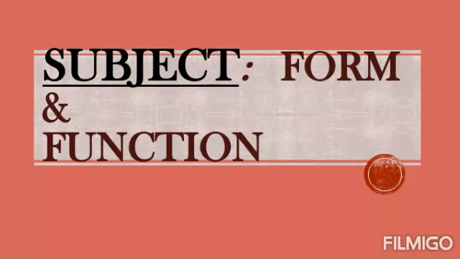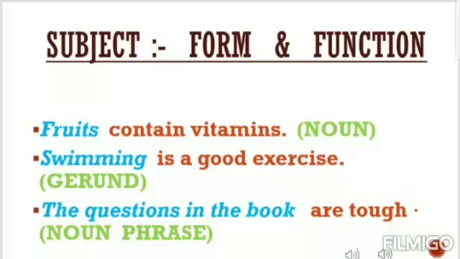Now, we'll learn about different forms and functions of subject. Children, we have 3 examples in front of us. And we'll see that in all these examples, the subject is found in different forms. First example, the fruit contains vitamins. In the first sentence, fruit is the subject, but it is a noun. So, a noun is acting as a subject in the first sentence.